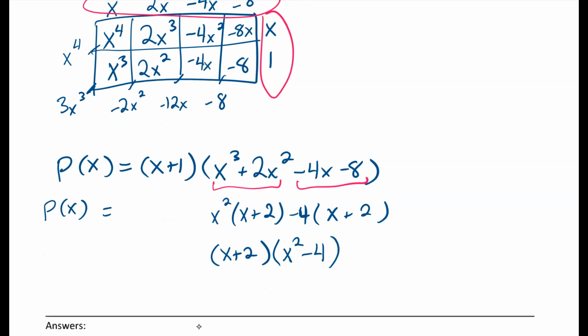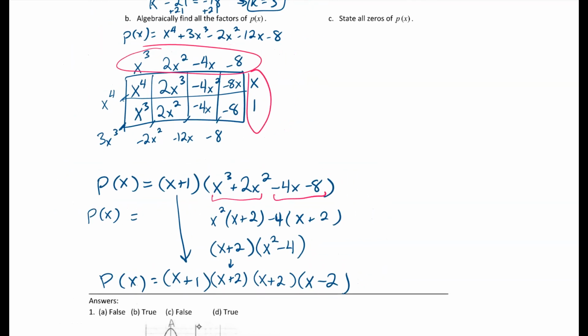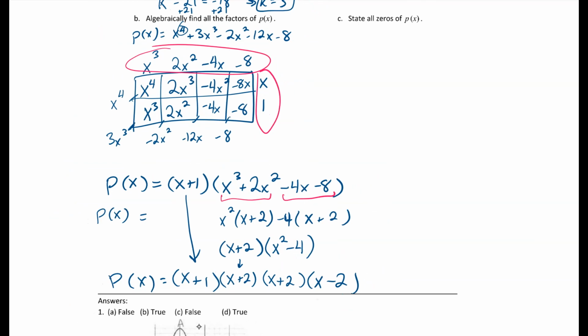But wait, there's more, x squared minus 4. To me, that looks like a difference of 2 squares. So I'm just going to bring down that x plus 2. And x squared minus 4 would factor into x plus 2 times x minus 2. And of course, we have that x plus 1 still hanging out here. So these are all of my factors of p of x. There should be 4 linear factors because it's of degree 4.